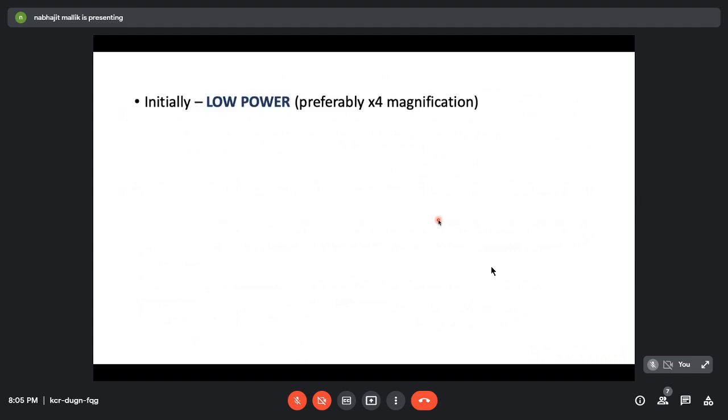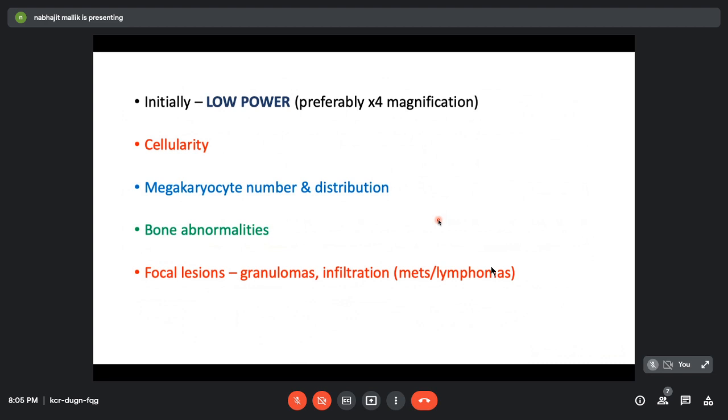So, like for bone marrow aspirates, even for bone marrow biopsies, initially a low power examination should be done, and it should preferably be done at 4x magnification. What are the components that we look at when we are looking at a bone marrow at low power? We are assessing the cellularity. We are looking at the megakaryocyte number and distribution. We are looking at bone abnormalities, which we can't really assess with the bone marrow aspirate. We are also looking for focal lesions like granulomas and infiltrates such as metastases and lymphomas.